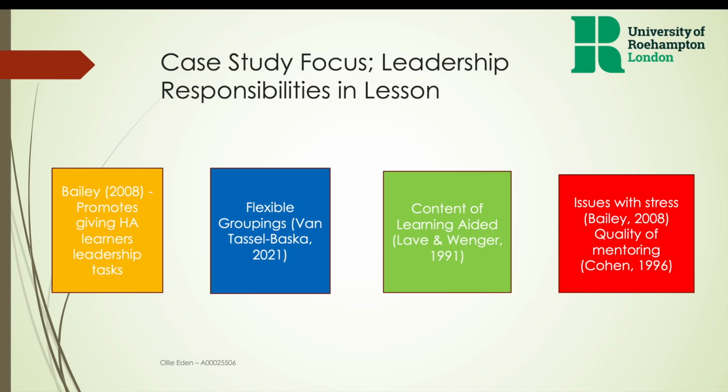So in terms of the leadership element of this case study, Bailey speaks of promoting high ability learners by giving them leadership tasks. This is something I tried to do with student A by giving them the opportunity to give individual feedback and group feedback within coaching periods in the lesson. That could be in play, but also between breaks. I gave him the opportunity to lead on warm-ups and organise the groups into their ability sets, as well as opportunities to umpire and show his knowledge of the sport of cricket.